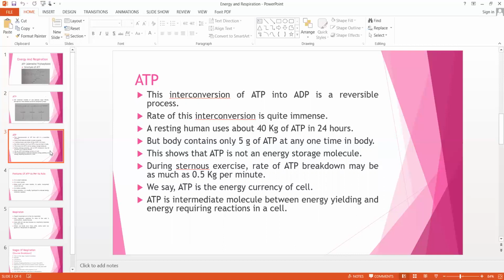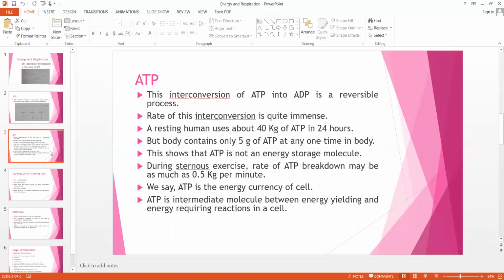in 24 hours. But if you look at ATP reserves in the body at any time, we do not contain more than 5 grams of ATP at any one time in the body. So this clearly indicates, because sometimes there is a confusion that ATP is an energy storage molecule, no, please make it very clear, I'm making it very clear, ATP is not an energy storage molecule.